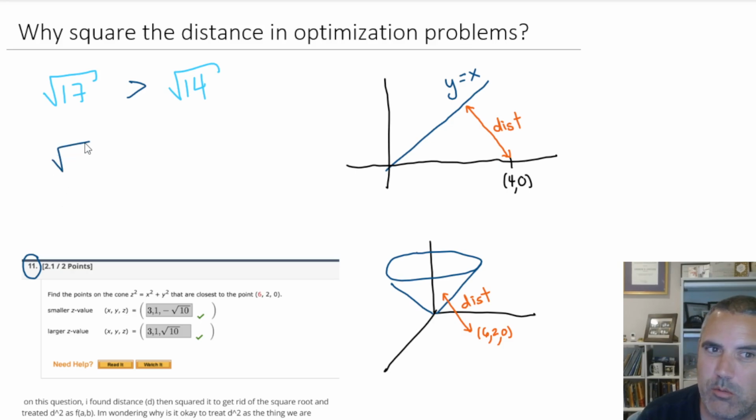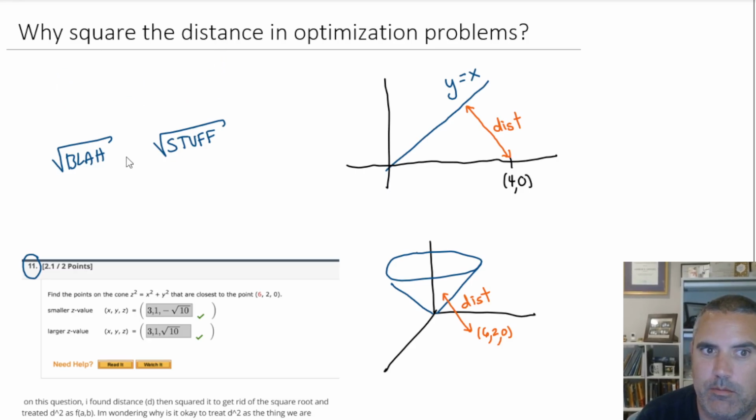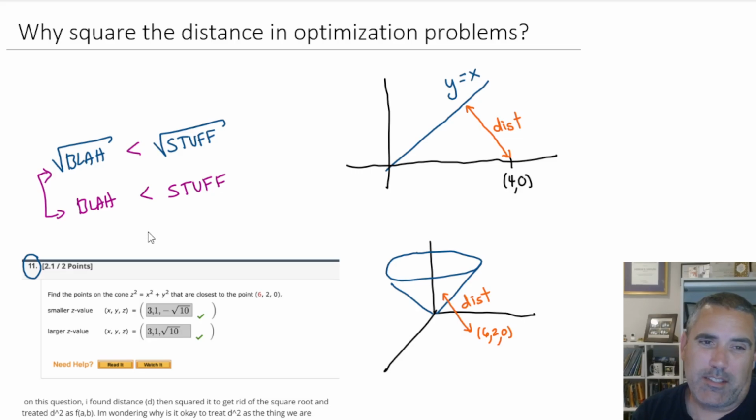So if you have the square root of blah, and you have the square root of stuff, think for a second what it means if this is smaller than this. What else has to also be true? If that's true, well, this has to be true. Technically, that's what we mean by an increasing function.